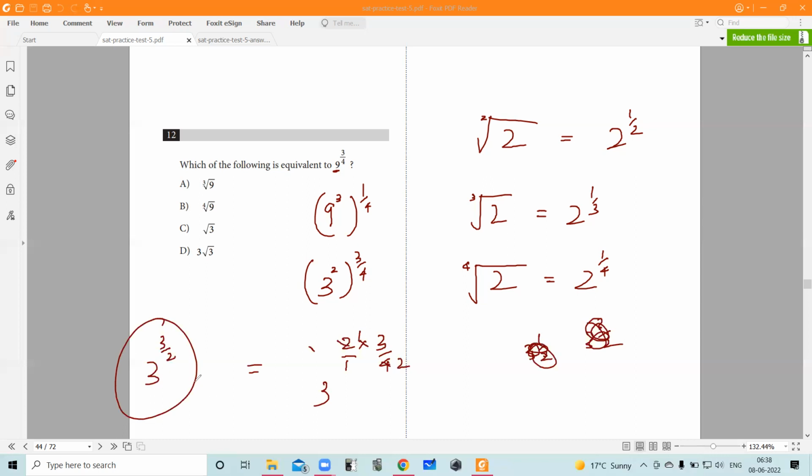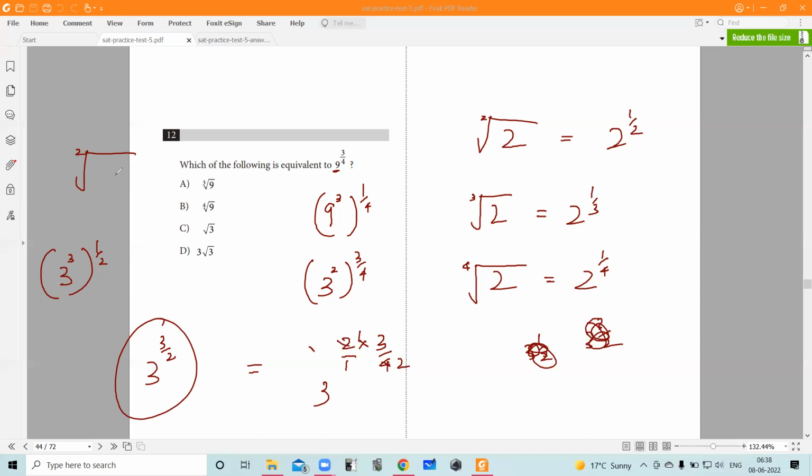Okay, so now we can write this as 3 cubed raised to the 1/2. Am I right in this? Yes. Now just the representation. I know that the half representation means square root. Yes. And whatever the number is inside, that's 3 cubed.